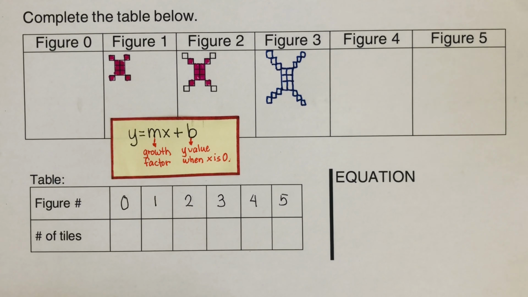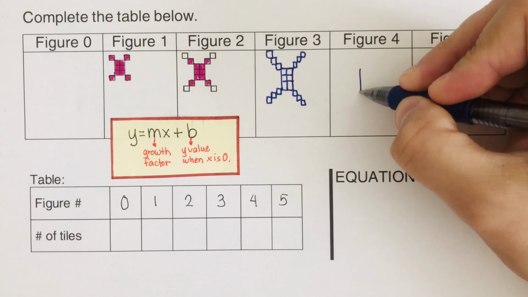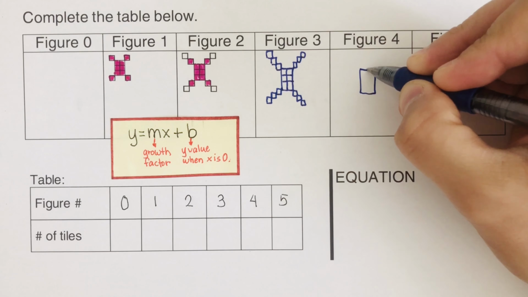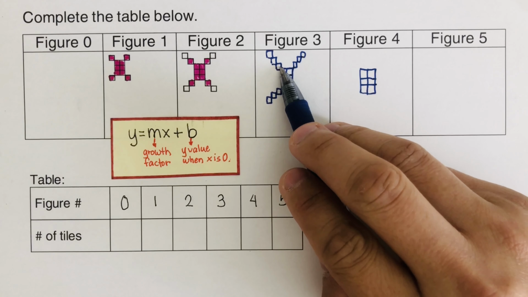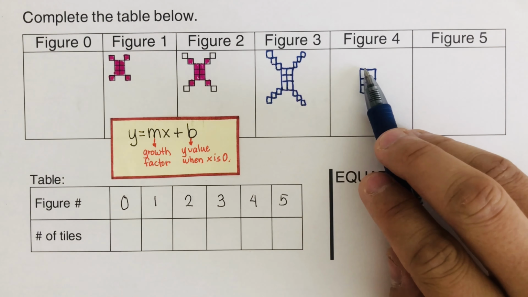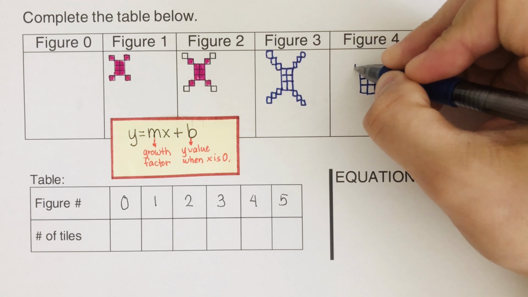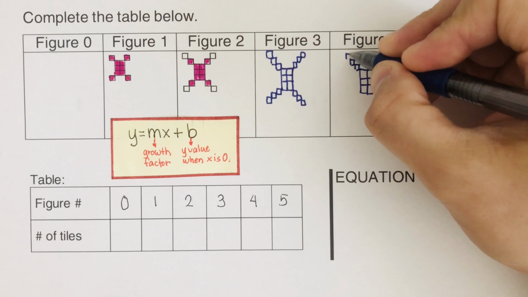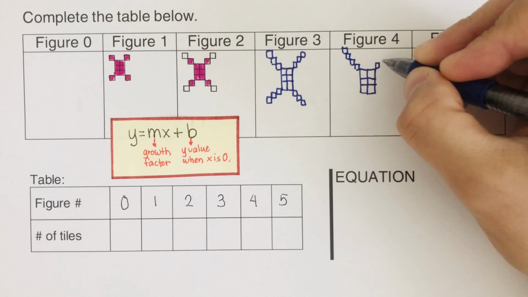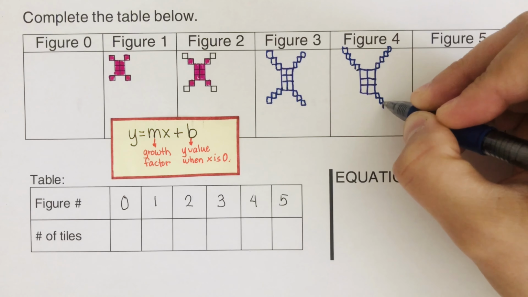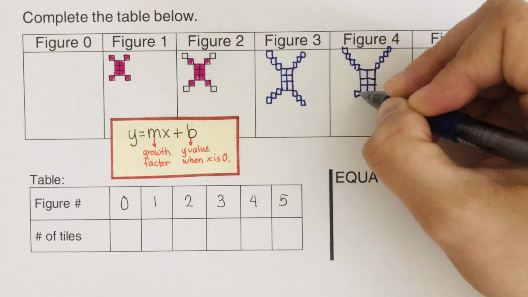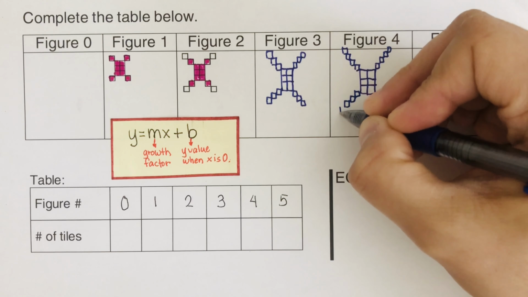And then if we want to figure out the picture for figure number 4, it's going to be again 6 in the middle. So that's 6 right there. And then since it's growing by 1, that's 3 right here. So I'm going to have 4 on each of the sides. So that's 1, 2, 3, and 4 on each side.